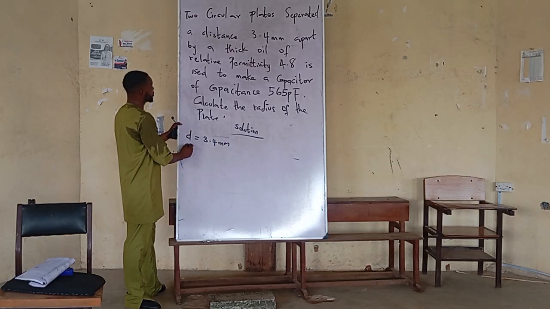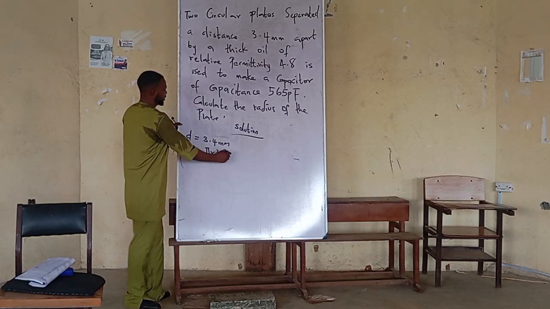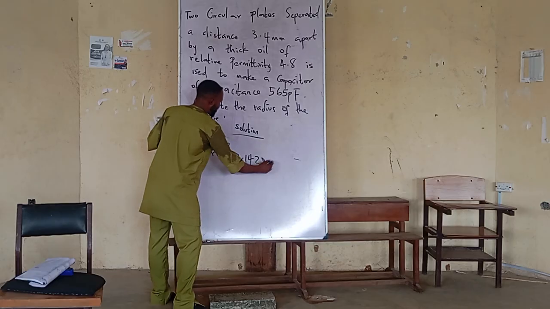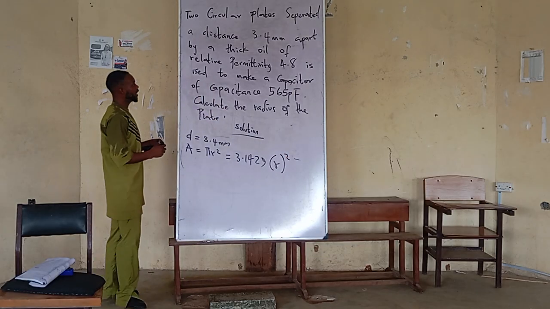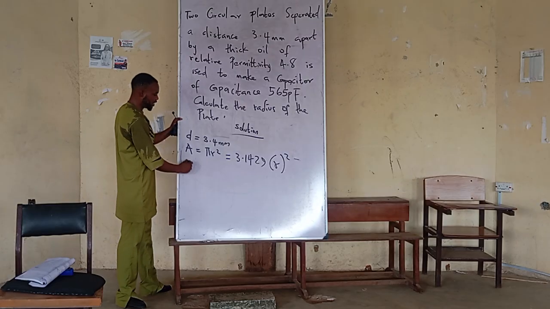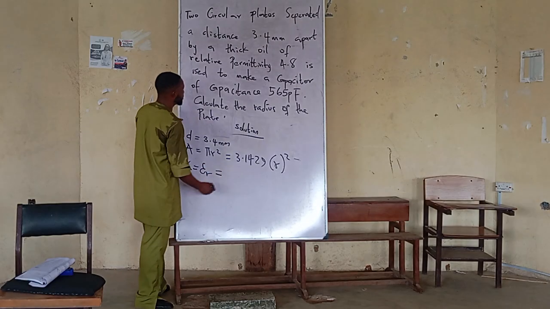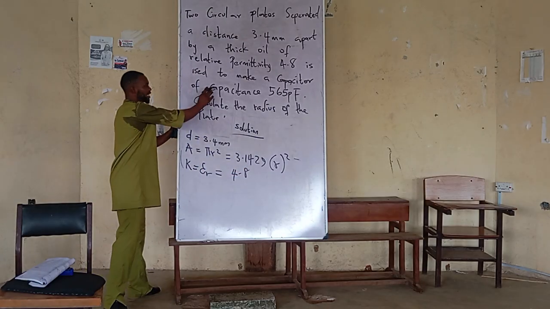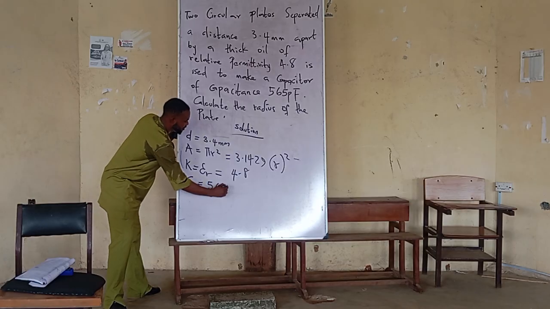Because these are two circular plates, the area will be pi r squared, and pi is 3.1429. Now, the r, I don't know it. That is the radius. Then the relative permittivity K, which is equal to epsilon r, the dielectric constant, is 4.8. The capacitance C is given as 565 picofarad.